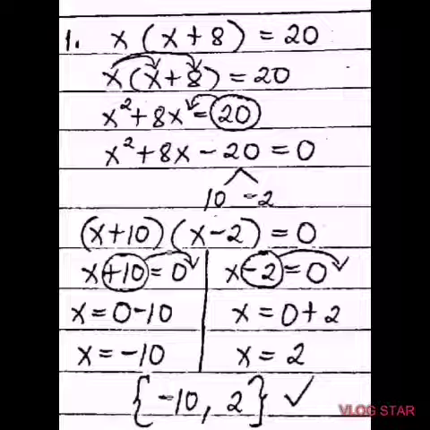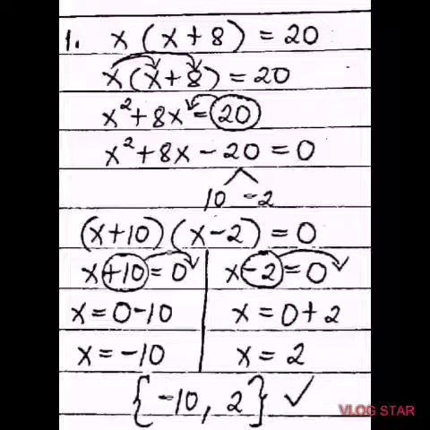So we multiply x times x, which is x squared. X times 8 is 8x, equals 20. Now, to make it a standard form, you have to transpose 20 to this side, so it will become negative 20. Now, the standard form of the given is x squared plus 8x minus 20 equals 0.